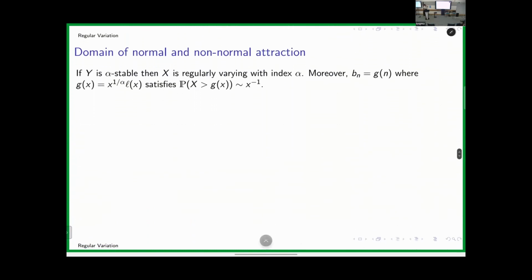So let me just describe a little bit how you build these constants a_n and B_n. If Y is stable and X is in the domain of attraction of this stable process, then the tails are regularly varying with index alpha. Both tails, maybe one has a constant 0, which doesn't matter. And you can pick B_n to be a function g evaluated at n, where g is a regularly varying function. The main part of the function is n to the 1 over alpha, the same alpha as in the regularly varying index, times some slowly varying function f.